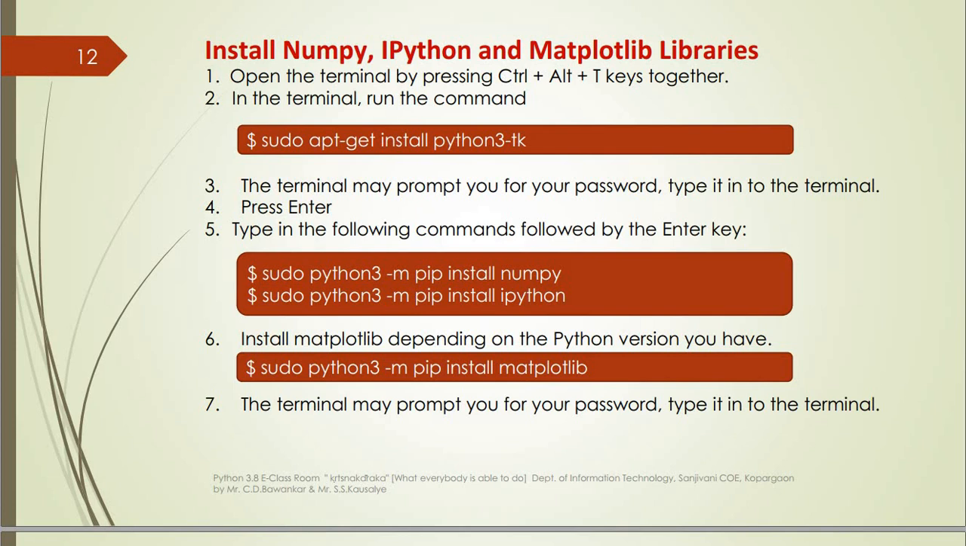After that, we have to install matplotlib depending on the Python version you have installed. For this, we use the command sudo python -m pip install matplotlib. This may also prompt you for a password. Type your password and press enter.